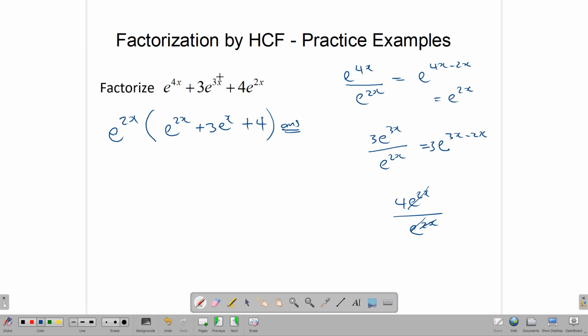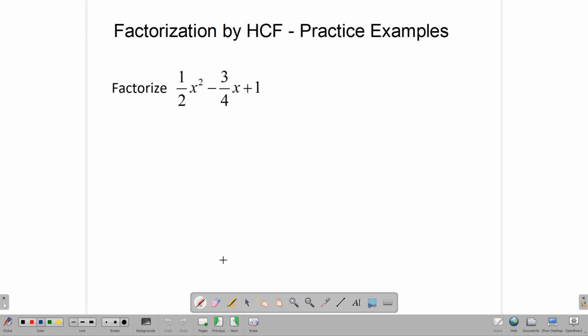So we can factorize by the highest common factor. Let's look at one last example. Here we have: factorize half x squared minus 3/4 x plus 1. Sometimes you might be doing a question, and when you check the answers in your book, you realize that your answer is written differently from what you have, and you might be sure that your answer is correct. Sometimes the authors of textbooks simplify their answers to the lowest point. So what we can do with an expression like this is to factor out the quarter.